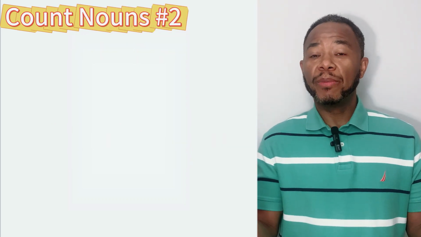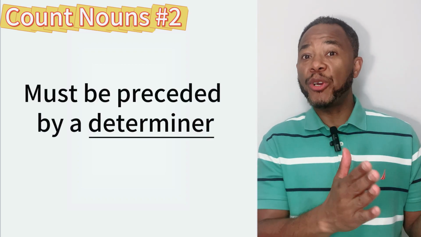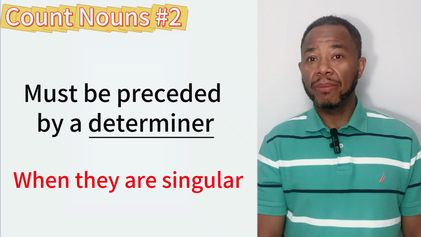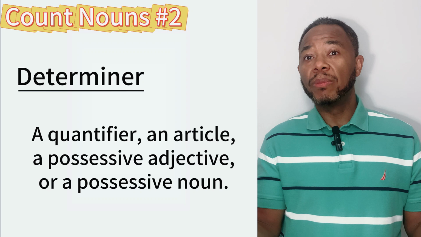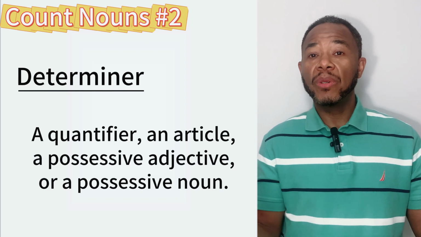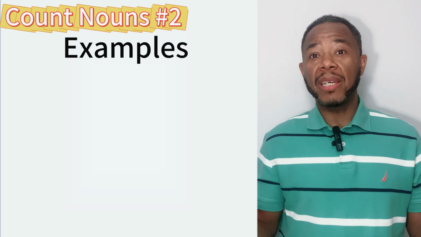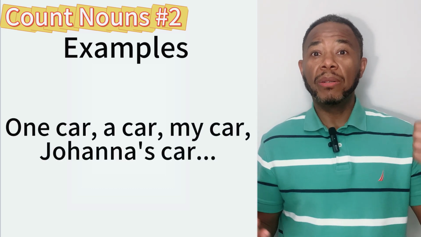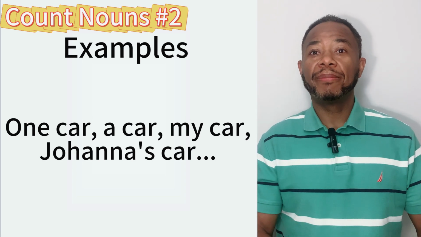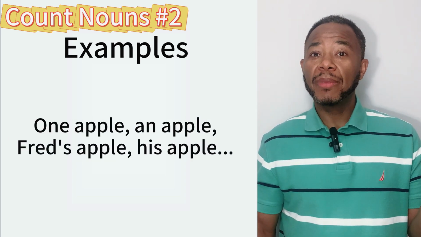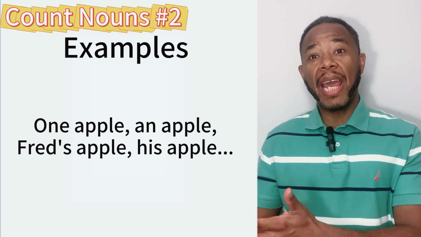Number 2, count nouns must be preceded by a determiner if singular. A determiner can be a quantifier, an article, a possessive adjective, or a possessive noun. For example, I can say 1 car, a car, my car, or Joanna's car. 1 apple, an apple, Fred's apple, his apple.